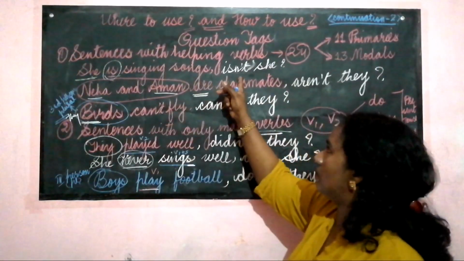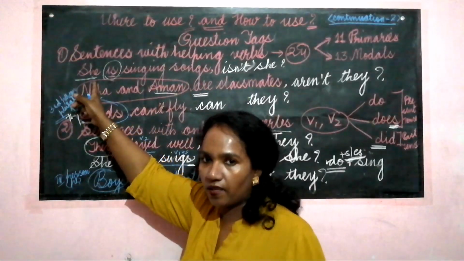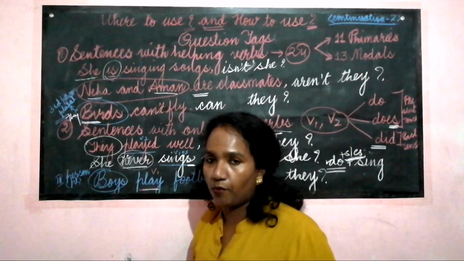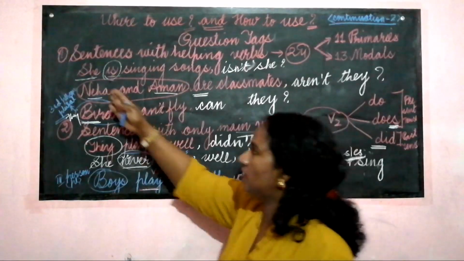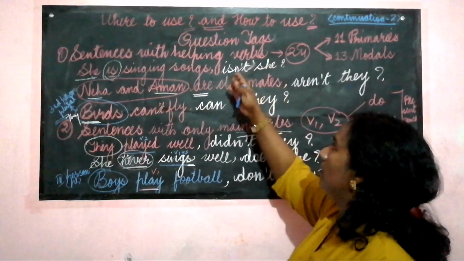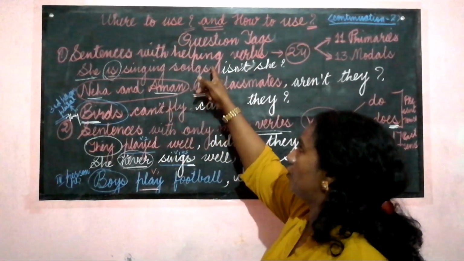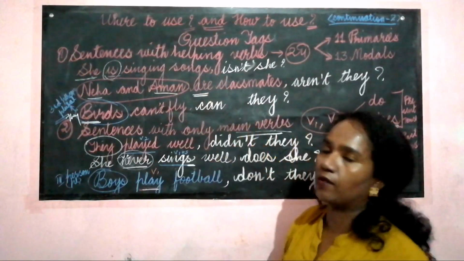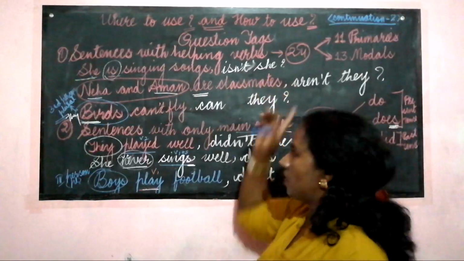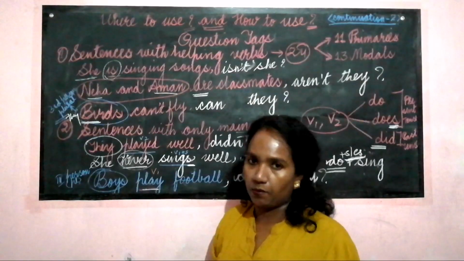Is, isn't. And she is already there as a pronoun. Therefore, we needn't worry about making a pronoun. Just take this and place it at the end: isn't she, and a question mark. Here we may have a full stop. Remove the full stop and place a comma. Isn't she?